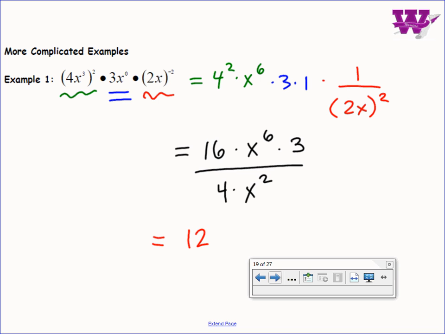And x to the 6th over x to the 2nd. Do I have more x's on top or on bottom, Luke? Top. By how many? 4. So my final answer is 12x to the 4th. You could also do that with subtraction. Top exponent, 6 minus bottom exponent, 2. What's 6 minus 2? 4. So either way is correct. So my final answer is 12x to the 4th. What questions do you have on example 1?